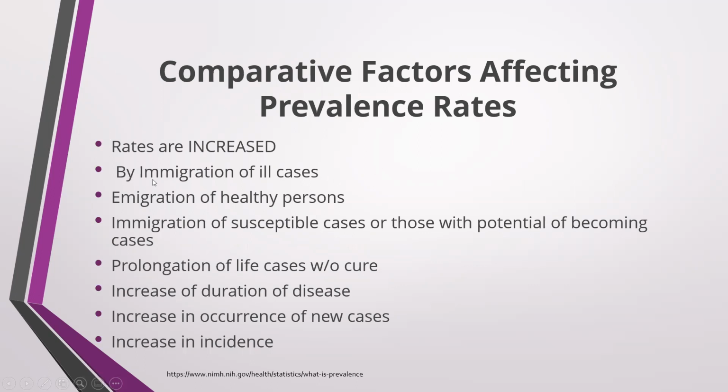Number one is the immigration of ill cases to a community, immigration of healthy persons, immigration of susceptible cases or those with potential of becoming cases, prolongation of life of cases without cure, increase of duration of disease, increase in the occurrence of new cases, and increase in the incidence, all of which increase the prevalence rate in a community.